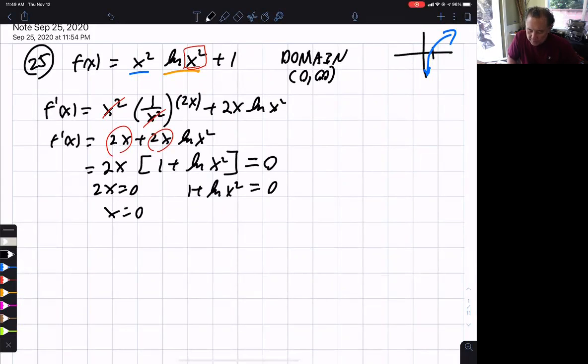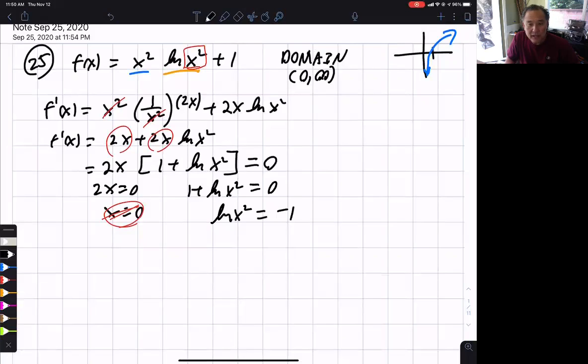So x equals 0. What's the problem with x equals 0? It's not part of the domain of the original problem. That point doesn't exist in the original problem. If that point doesn't exist, then it can't be a critical point because it's not even part of the problem. So that's gone.